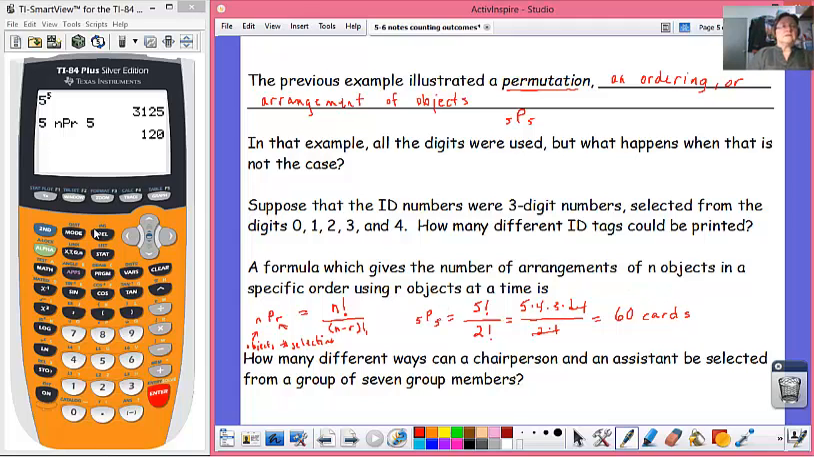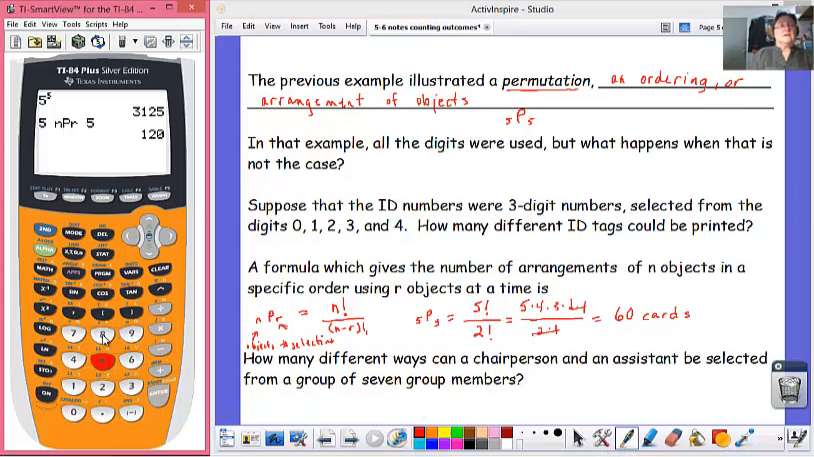Your calculator can certainly do that for you. 5 P3: 60. The formula is good, at least for me. I like to think about where the numbers come from.